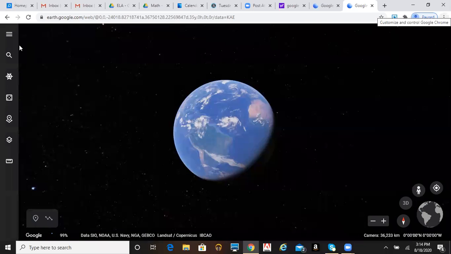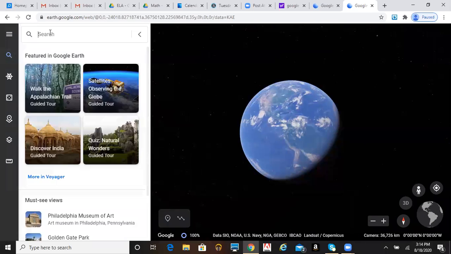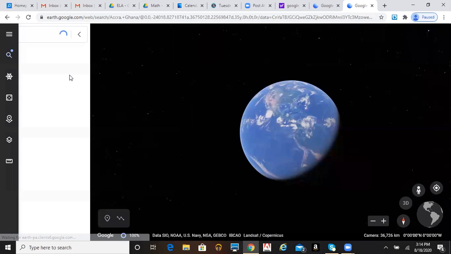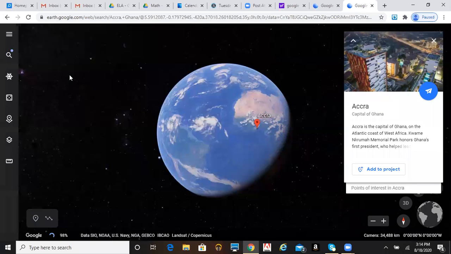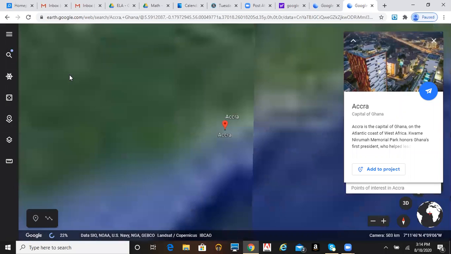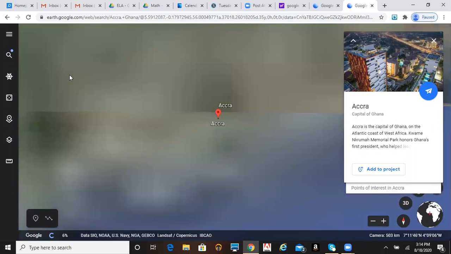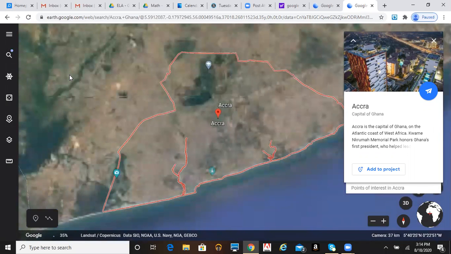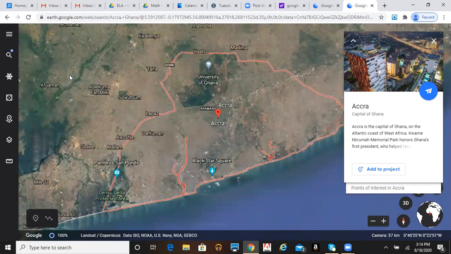So now we're going to search and we're going to go to Accra, Ghana, which is the capital of Ghana. Accra is the capital of Ghana, which is on the Atlantic coast of West Africa. So Ghana is located in the western part of Africa. And this is where Emmanuel lived for part of his life. And now we are going to read more about him.